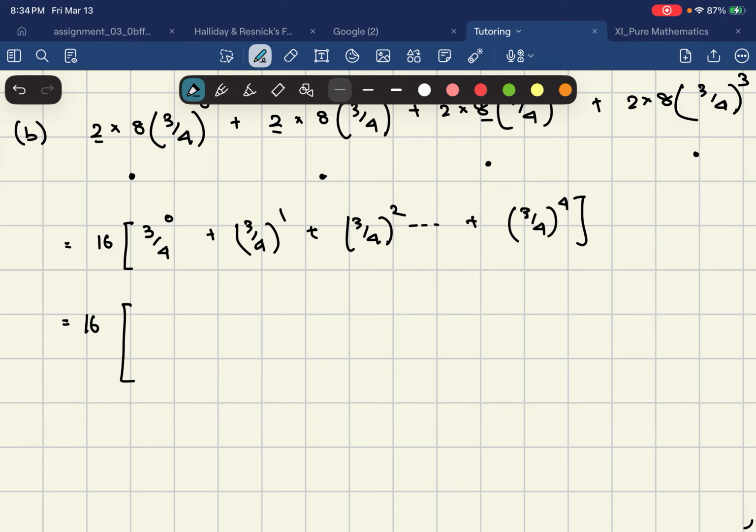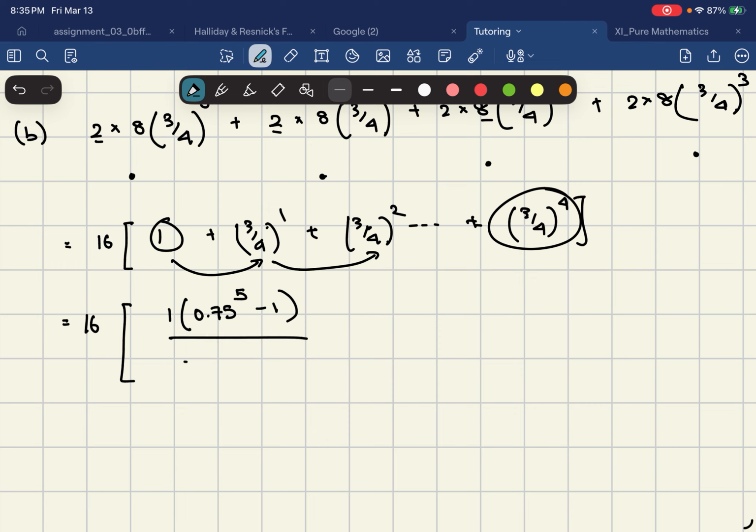And this is a geometric series. We know the sum. Well, the first term is just 1, because 3/4 to the power 0 is just 1. What is r? Well, r clearly is going to be 3/4, which is 0.75. And how many terms do we have? Because we have to raise r to the power n. We have 1 term, 2 terms, 3 terms, 4 terms, 5 terms, right? 5 terms, minus 1, 0.75 minus 1.